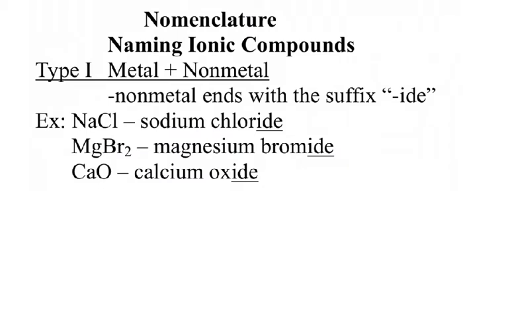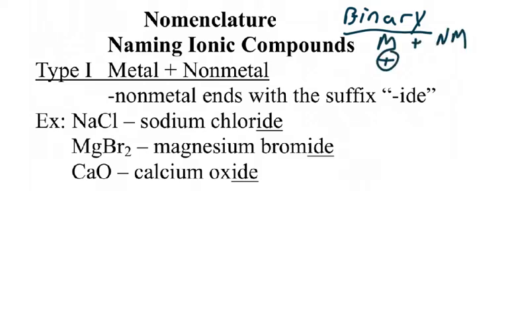What we're going to do now is learn how to write the formula and name what is called a binary ionic compound. Now, when I say binary, that means that it consists only of 2 elements. Notice that the metal is always written first. The nonmetal is second. The metal will be the positive ion. The nonmetal will be the negative.